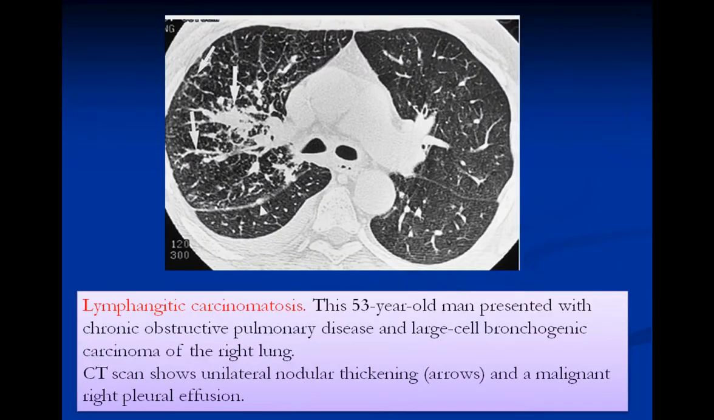Lymphangitic carcinomatosis: this CT scan is showing a perilymphatic spread of the nodules. In this perilymphatic spread of nodules, the classical example is lymphangitic carcinomatosis. It can even be large cell bronchogenic carcinoma. So it may even be unilateral; it may not be bilateral. This lymphangitic carcinoma may cause unilateral lung involvement.